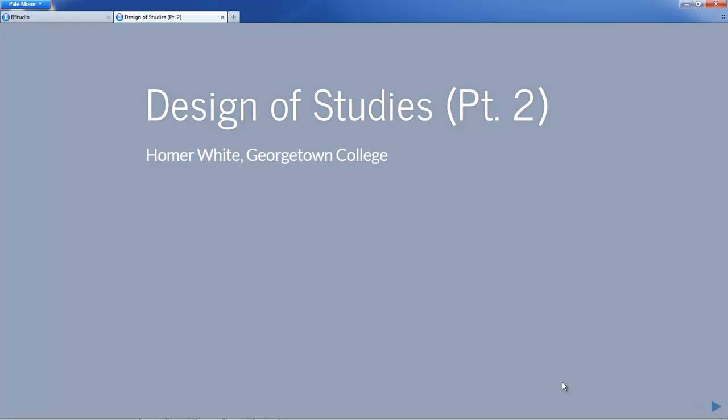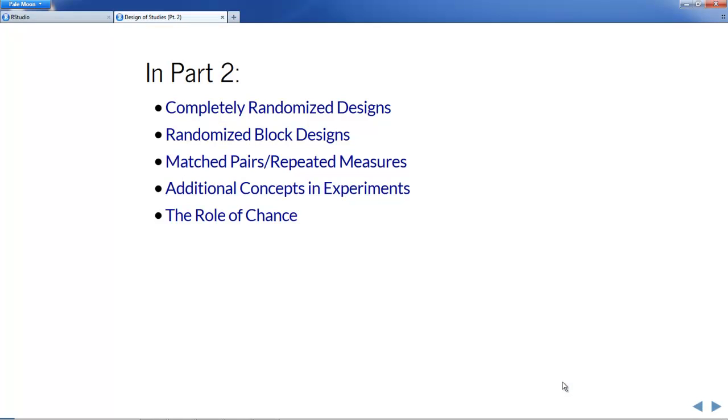Hello everyone, we're finishing up the second video on part 2. We did completely randomized designs last time, so let's go right away to randomized block designs.